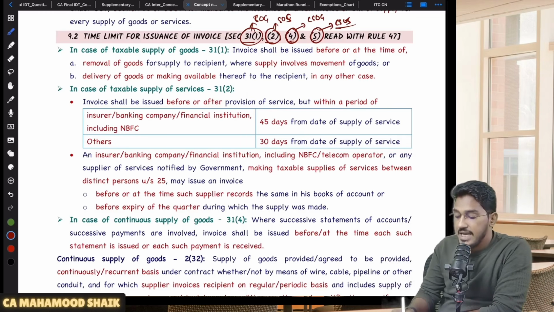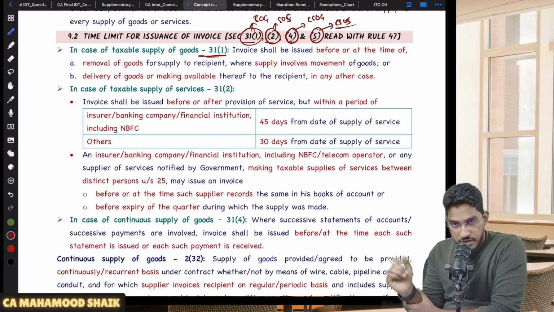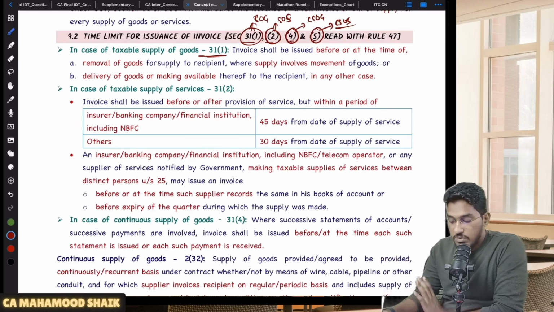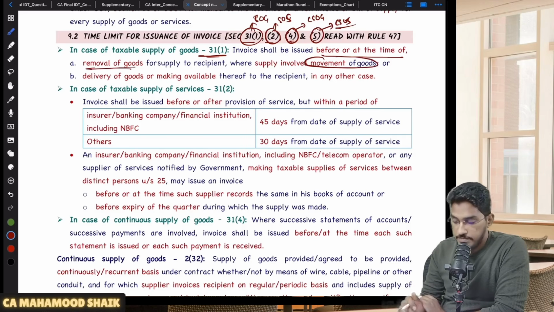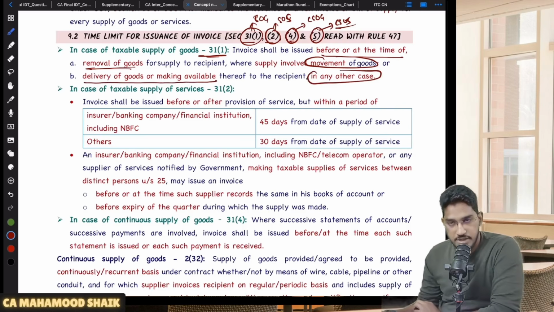So first of all, in case of normal supply of goods, what is the time limit within which I am required to issue the invoice? They say that in case of normal supply of goods, the invoice shall be issued before or at the time of removal of the goods. In case you are making a supply which involves the movement of the goods, the invoice is required to be issued on or before the removal of the goods. In case the supply does not involve any movement, then the invoice is required to be issued on or before the delivery of the goods or making the goods available to the recipient.